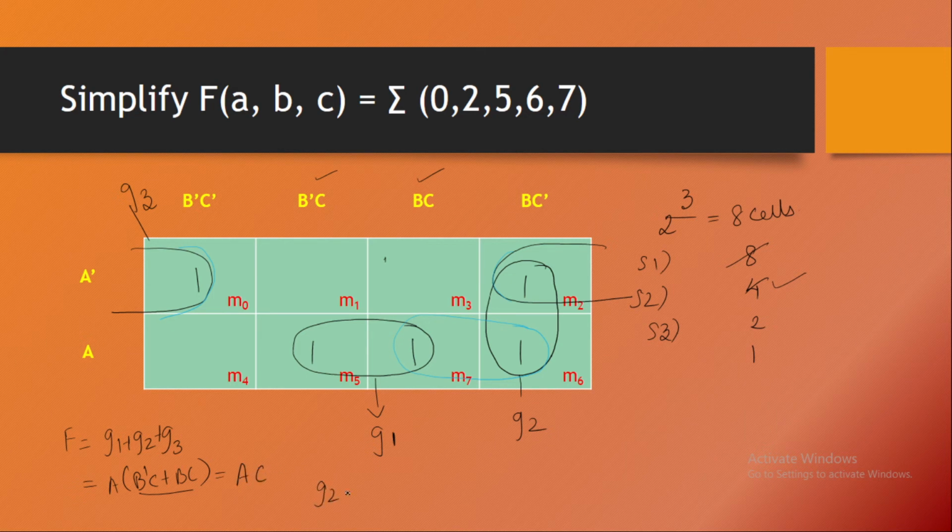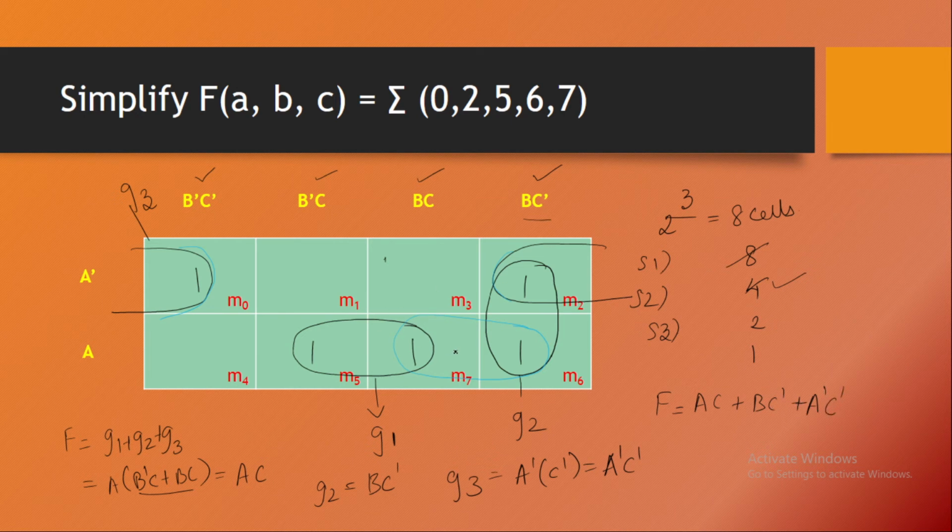Now considering group 2, group 2 is obtained from M2 and M6, which is A plus A dash, that gives me 1 into B C dash. So group 2 is nothing else but B C dash. Group 3 is obtained from M2 and M0. M2 and M0 corresponds to A dash. So let me have that first, A dash into the column values are B dash C dash plus BC dash, which is nothing else but C dash. So that can be written as A dash into C dash. So finally, forming all the 3 groups, I get AC plus BC dash plus A dash C dash.